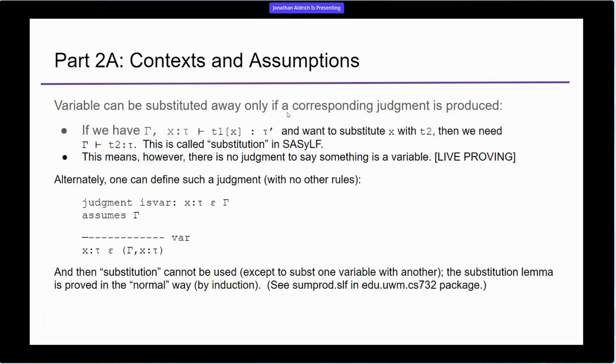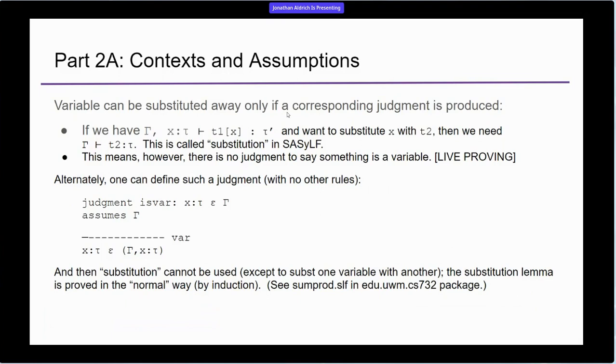But the disadvantage is that since this thing is only hypothetical, there's no way to ever substitute. Because you can only substitute one variable with another. There's no proof of anything being a variable because nothing is a variable. None of the syntax is a variable. Only variables are variable, and variables were just hypotheticals. So then you just prove your substitution lemma in the normal TOPL way.